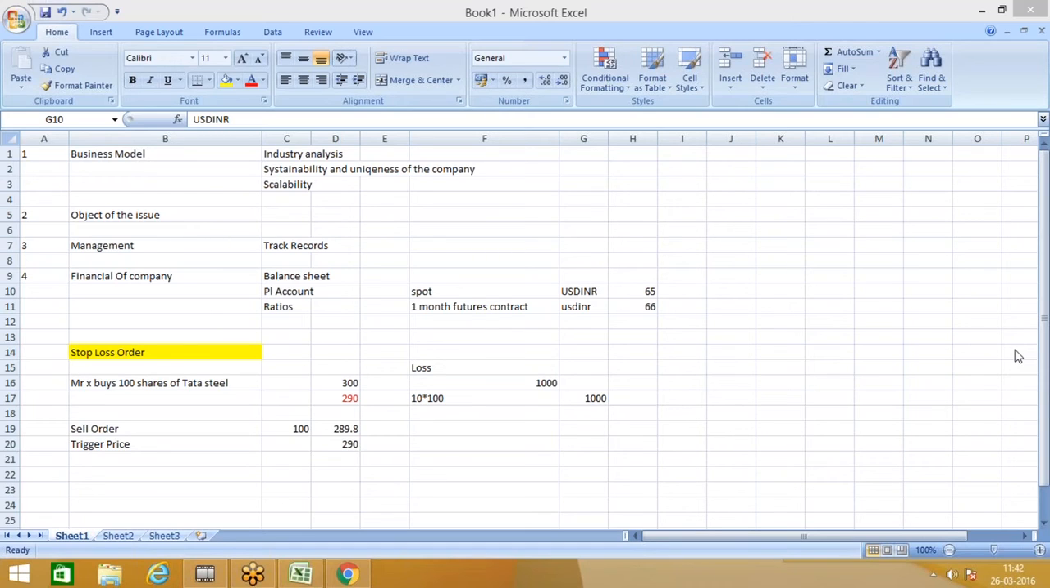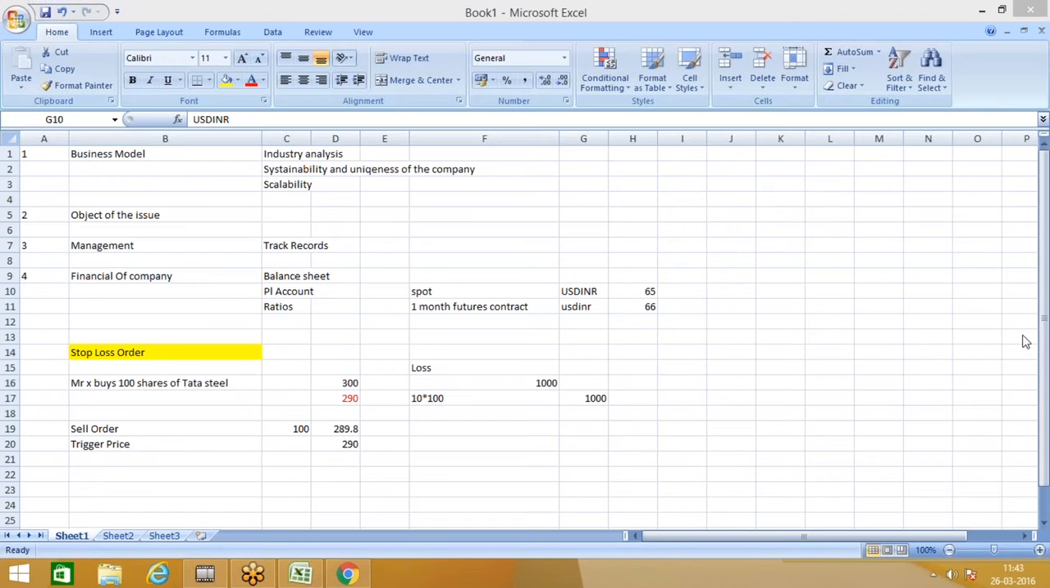Any business newspaper or business channel will have details and the dates of any upcoming IPO. For example, the recent IPO which came was of Infibeam, and it was there in all the business newspapers as well as the business news channels. Okay, Farhad?